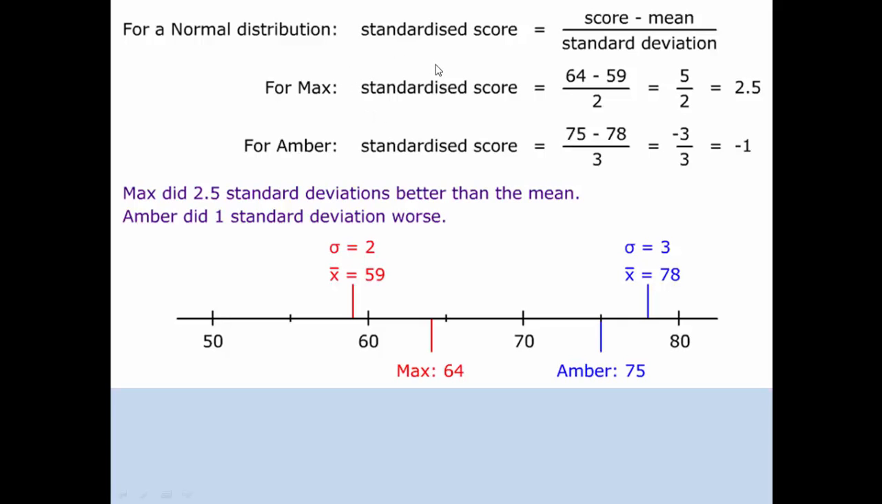Looking at it in terms of standard deviation is what we call standardising. So we take the score, we subtract the mean, we divide by the standard deviation, and that gives us the standardised score, which is actually how many standard deviations it is, either above the mean or below the mean. This enables us to compare data like this, and we'll be using this a lot. So we'll go through it in a lot more detail in the lessons.